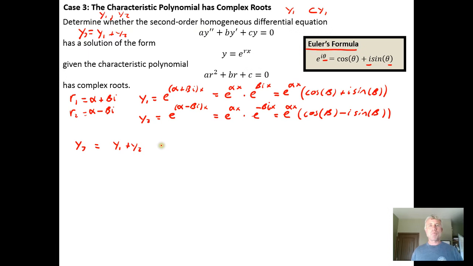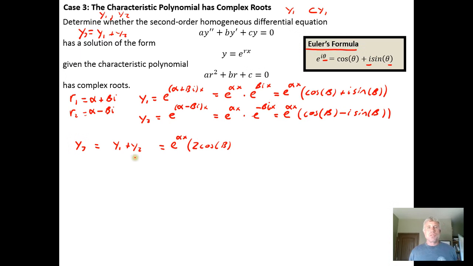So if I take y sub 1 plus y sub 2 and I add these two together, the e to the alpha x will factor all the way out. And I'll be left with cosine beta plus cosine beta is 2 times the cosine of beta. And the plus i sine beta will cancel with the minus i sine beta. So I'll get this as a solution.